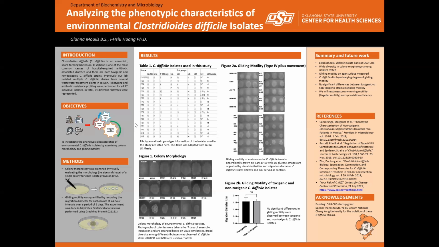For some ribotypes, there is more than one isolate, but I chose to analyze only one isolate per ribotype. For colony morphology and gliding motility, R20291 and 630 were used as the control strains. Briefly, colony morphology was done by allowing a single colony of each isolate to grow on BHIA, and after the 7-day incubation period, the appearance of each colony was analyzed.